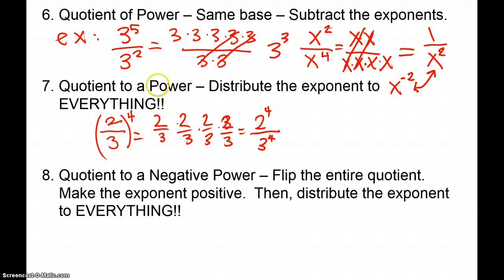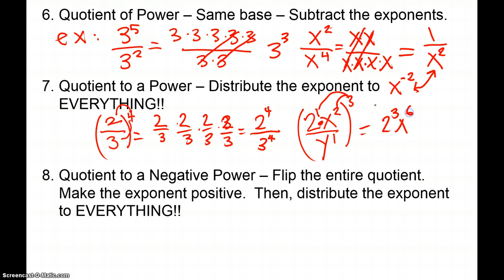So same as yesterday, we're going to distribute this but we're going to make sure that it goes to everything. So yesterday I told you split everything up first. So if I gave you something like this, 2x squared over y to the third, split everything up before you start. If you want to put ones on everything, do that. And then we distribute. So I get 2 to the third, x to the sixth, y to the 3. And again, it's a new rule, but it feels pretty much exactly like the one you did yesterday.